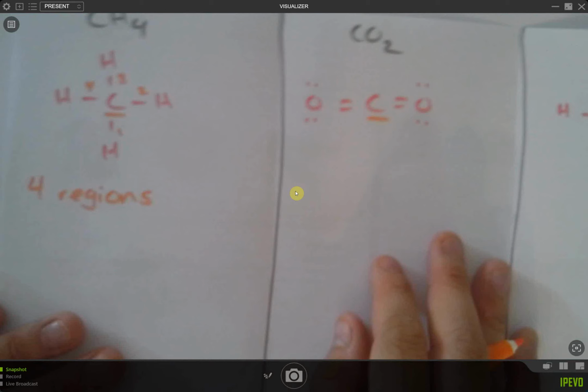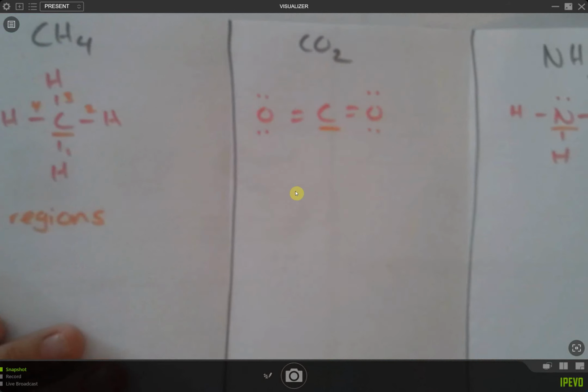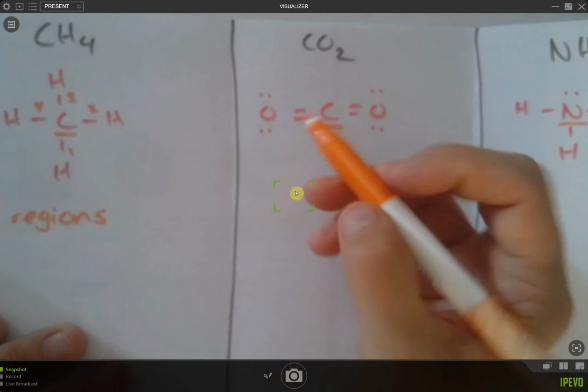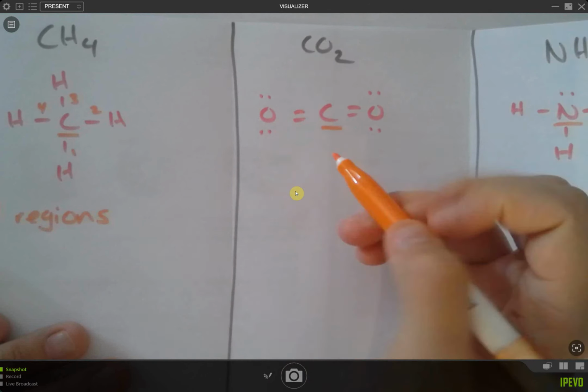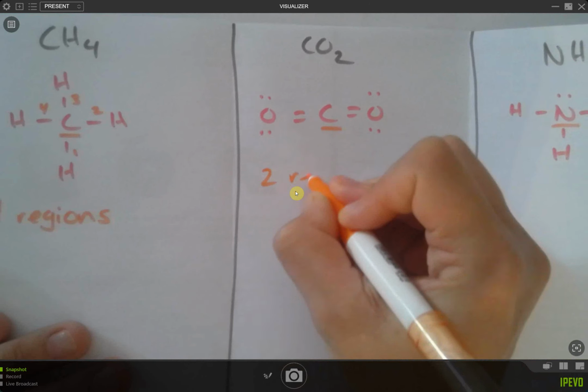In my second example of carbon dioxide, I only have 2 regions. So that double bond actually counts only as 1 region, not as 2 separate regions. So that's 2 regions.